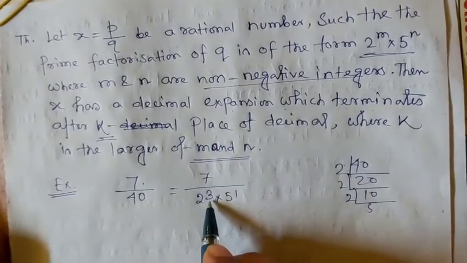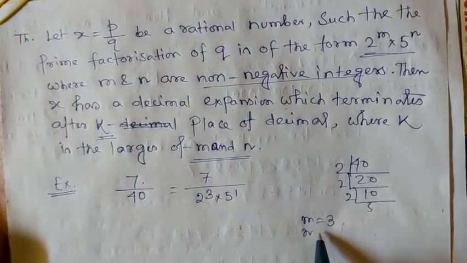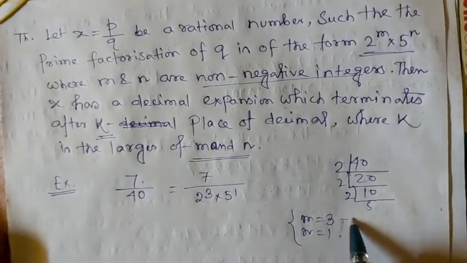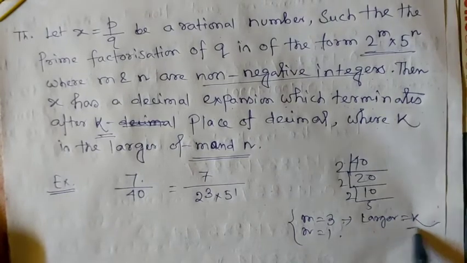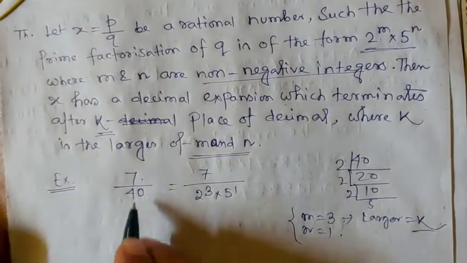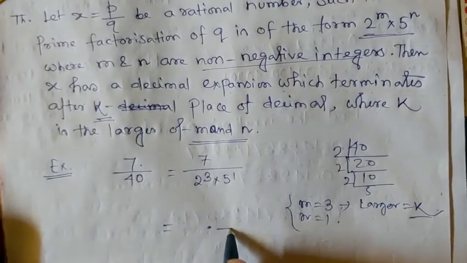So here the value of m is 3 and the value of n is 1. So whichever is the larger value, that is 3. This is the larger value. That means this is k. So k is 3. So when we divide, the result will have 3 places after the decimal.